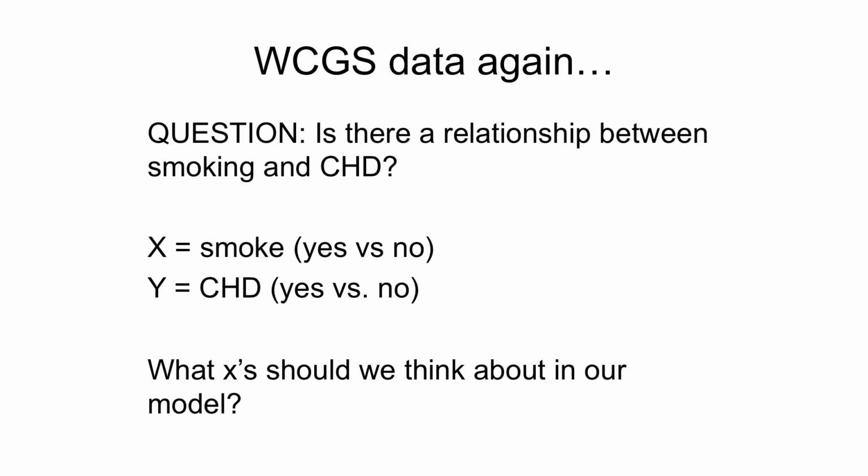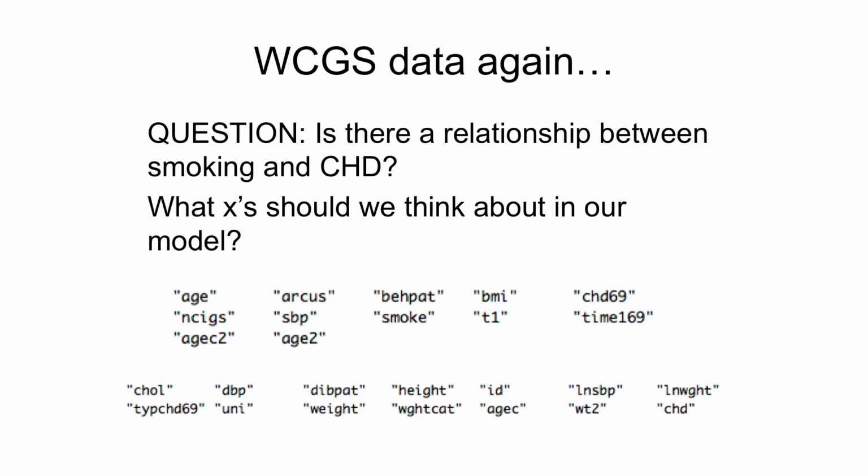And this is a comparative or effect size model because we're interested in the relationship between a single X variable and Y. We want to include other explanatory variables in our model in order to get the least biased estimate of the relationship between smoking and CHD. So which explanatory variables should we think about including in our model? Let's take a look at the variables that are available in our dataset.